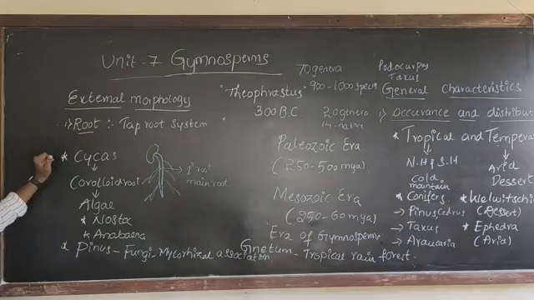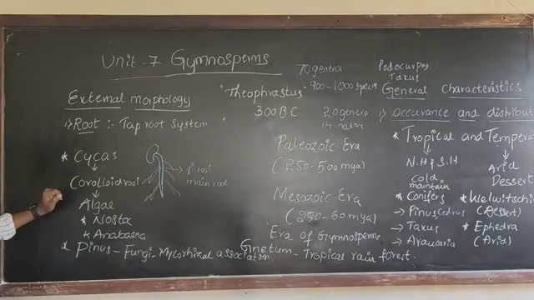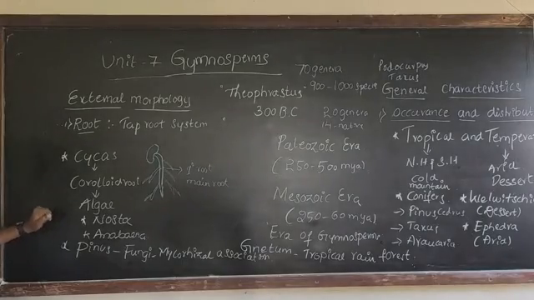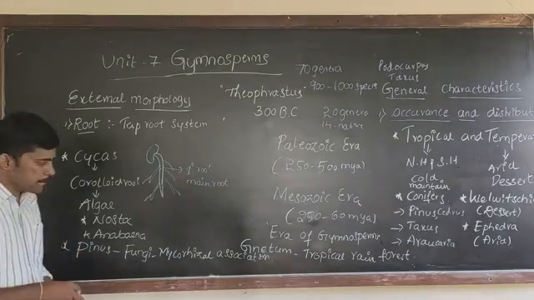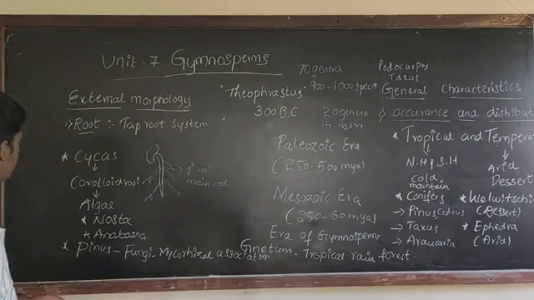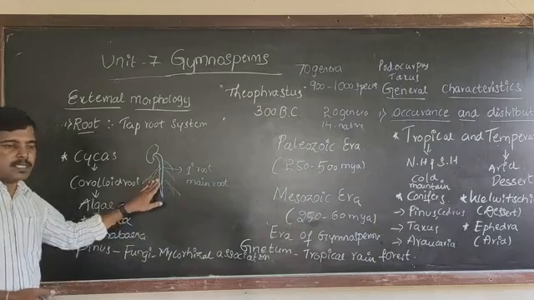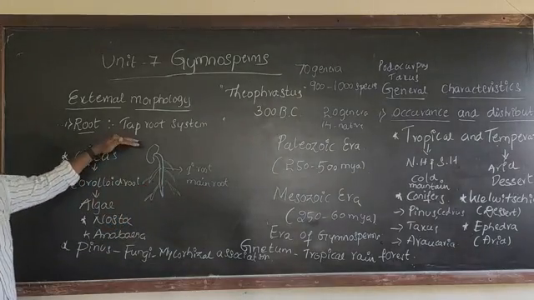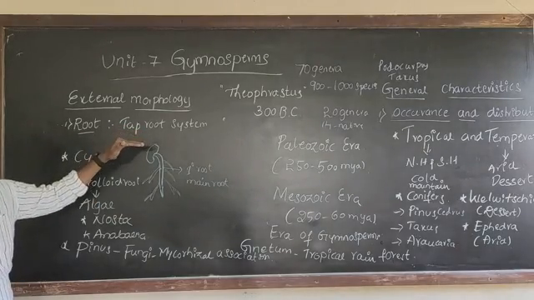So this is one of the important features of gymnosperms, particularly Cycas and Pinus. Cycas roots show a symbiotic association with algae, and Pinus roots show a symbiotic association with fungi. In the next class, we will discuss the morphology of the stem and the morphology of leaves.